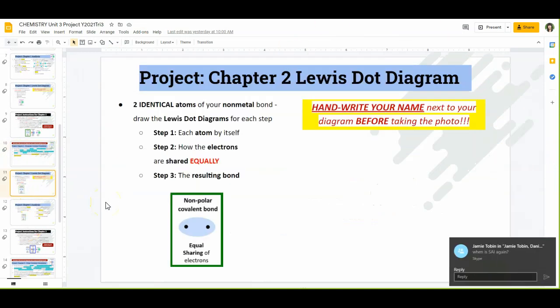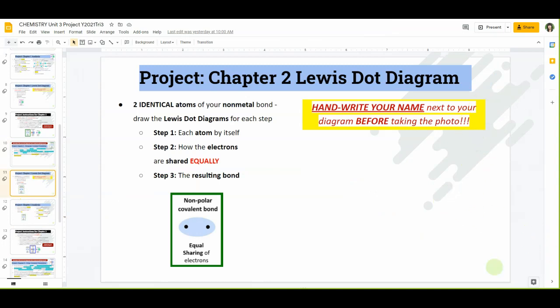Now we need to insert a picture here of our Lewis dot diagram for a nonpolar covalent bond. This is going to be a little bit different than ionic bonds, so make sure that you follow these instructions very closely. This time we have two identical atoms of the nonmetal, again from slide number 3. Do not choose your metal. You should have been talking about your nonmetal, which was either nitrogen, phosphorus, oxygen, sulfur, fluorine, or chlorine. Take those two identical atoms and draw their Lewis dot diagrams for each step.